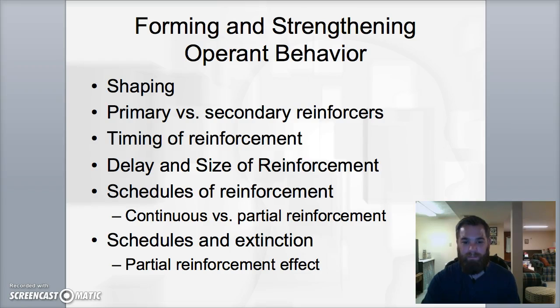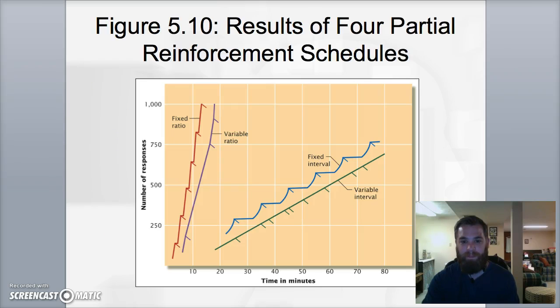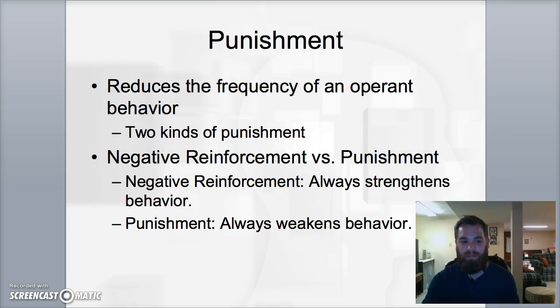I'm not going to go into it now, but you're going to want to know about these schedules of reinforcement. There should be some good parts in your chapter about that.